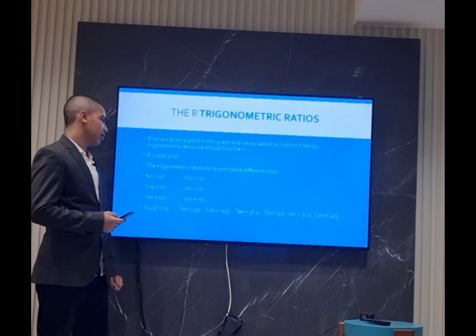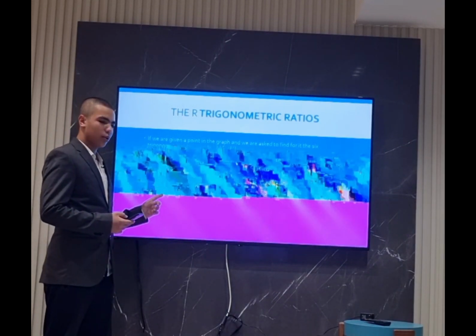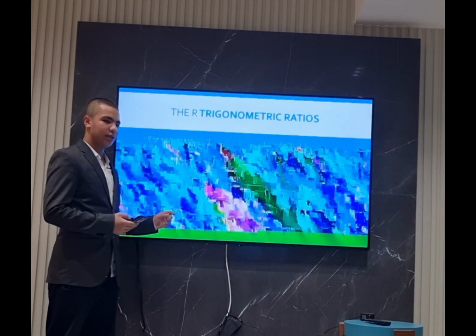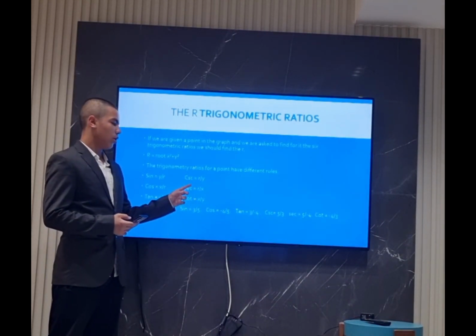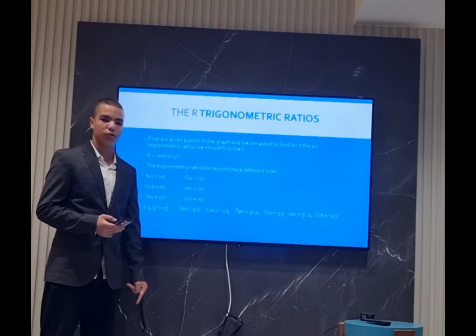And sine of the point is equal to y over r, and the cosine is equal to x over r, tan is equal to y over x, cosecant is equal to r over y, secant is equal to r over x, and the cotan is equal to x over y.